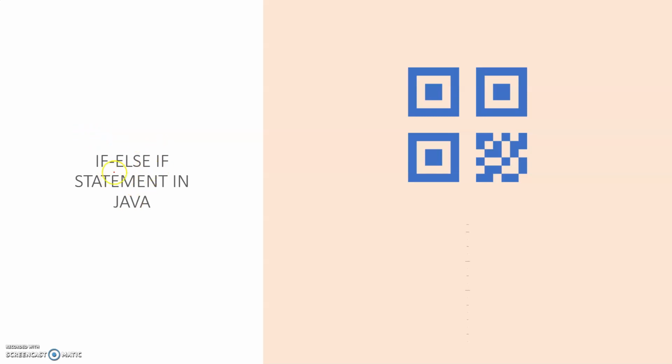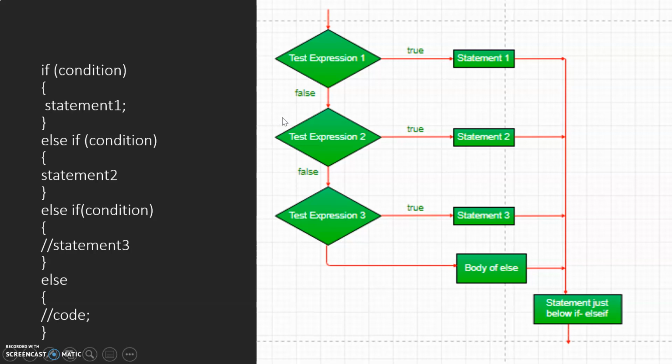The next conditional statement in Java is the if-else-if statement. Let's see how the syntax is going to work. If-else-if is used for checking conditions. Let's see how it's going to work.